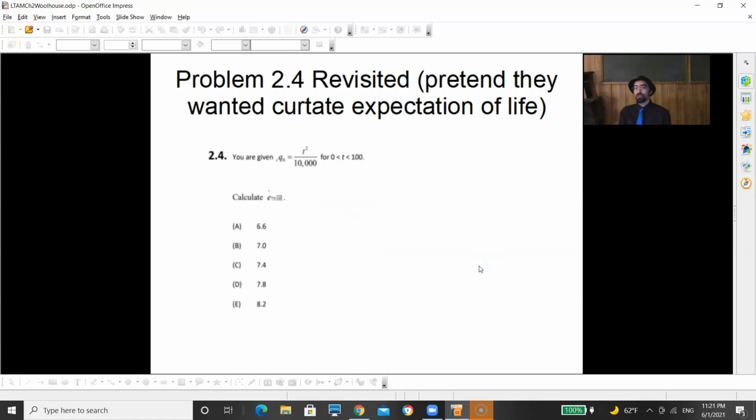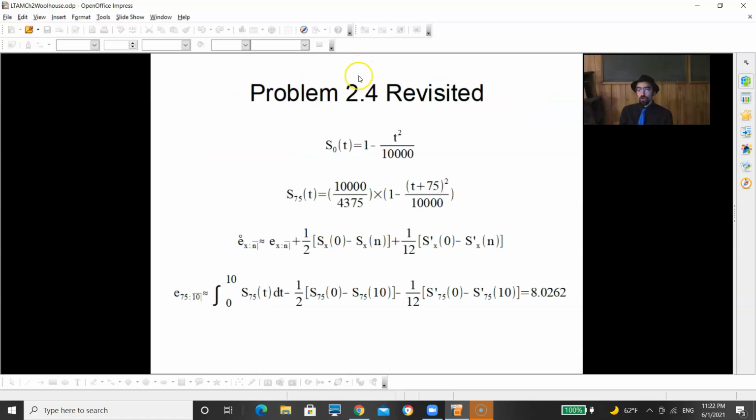Let's revisit problem 2.4, but pretend that instead of asking for complete expectation of 75 colon angle 10, what if they wanted curtate expectation 75 colon angle 10? Well, first term in the Woolhouse approximation says you should take complete expectation 75 colon angle 10. So you'd have to take this integral anyway. So you essentially have to solve the actual problem 2.4. I'm assuming you remember how to do that.